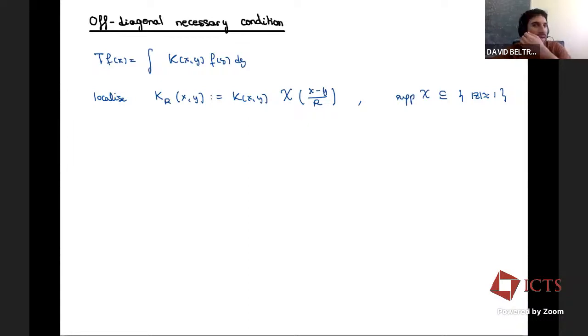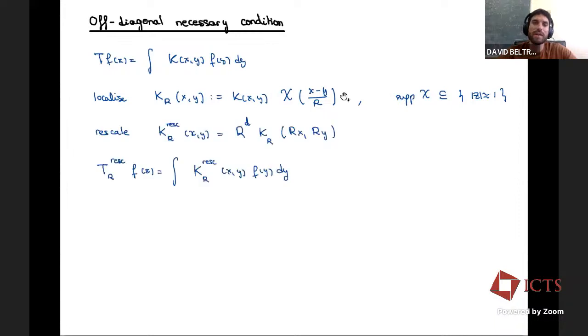So let's imagine I'm going to put ourselves in a simple situation, which is the one of interest for us today, in which our operator is given by an integral operator with integration against the kernel, and I'm going to localize the kernel in a spatial side, so that x minus y is about R. And I'm going to rescale that at unit scale, and I'm going to be considering the rescaled operator.